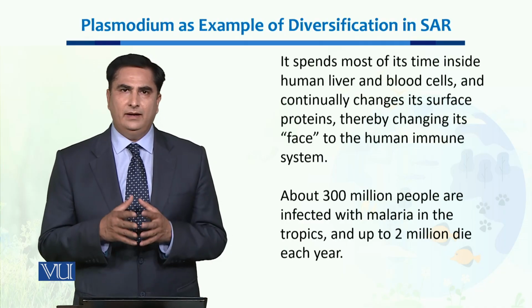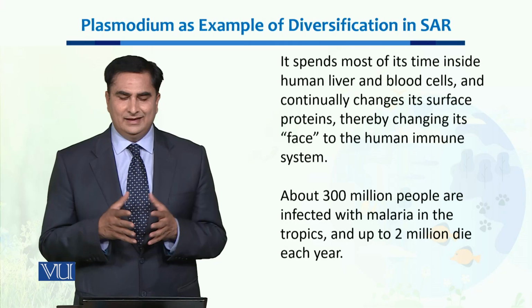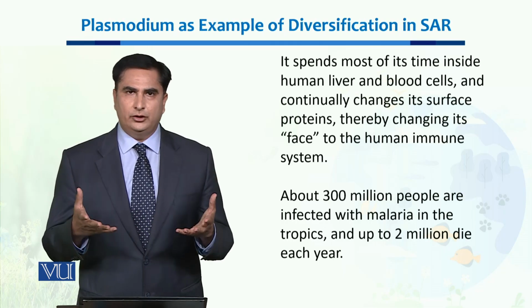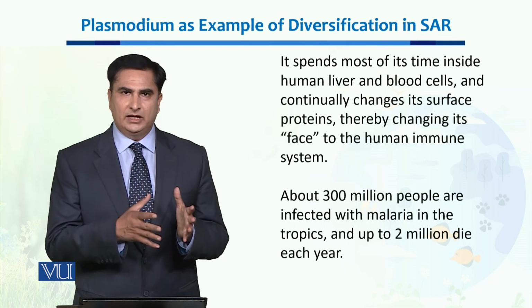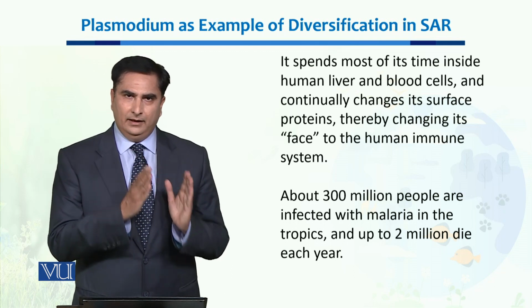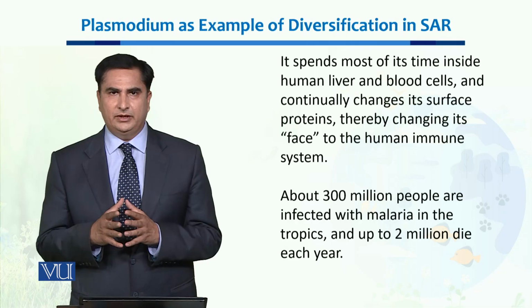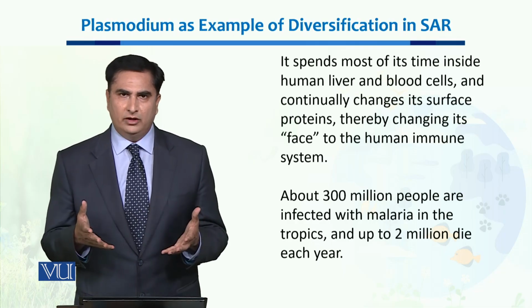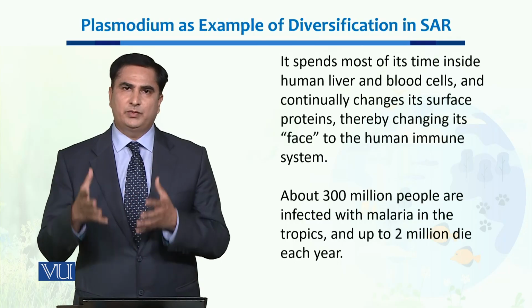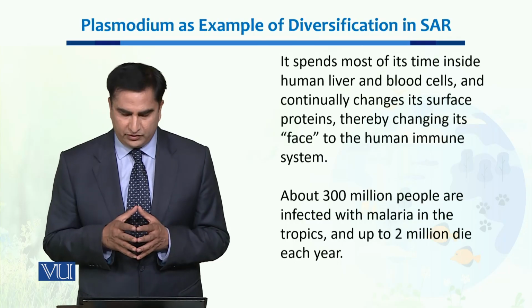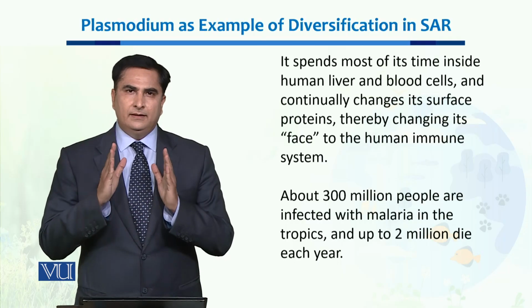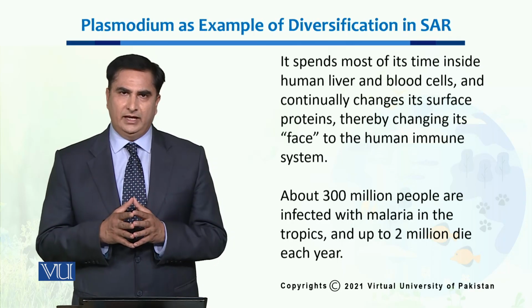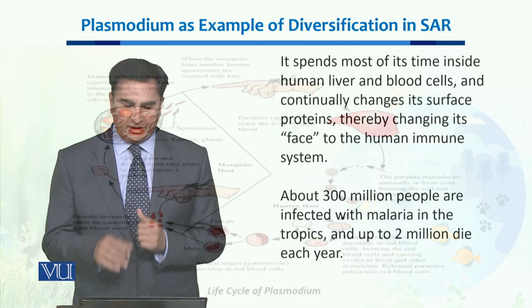More than 300 million people are infected with malaria worldwide because mosquitoes carry Plasmodium from infected persons to healthy persons, and in all the tropical regions where there are more mosquitoes, malaria spreads without any boundaries. Up to 2 million people die every year because of malaria, and Plasmodium is the main cause.